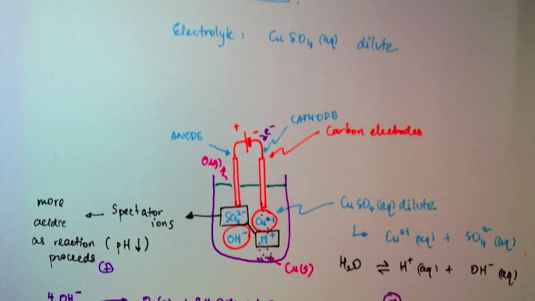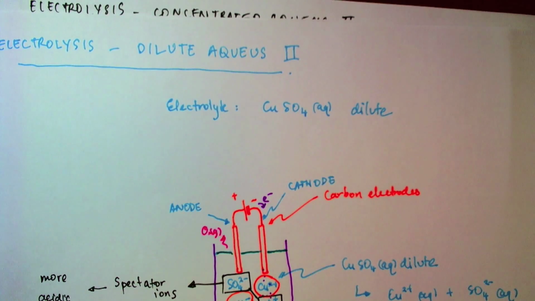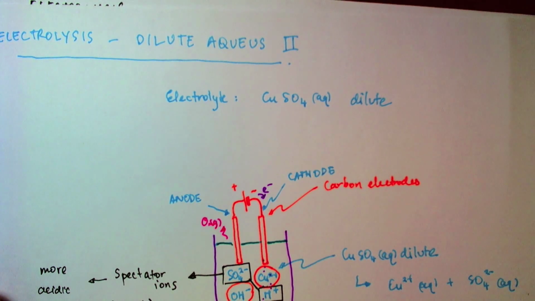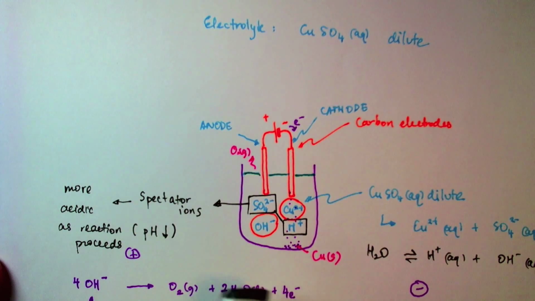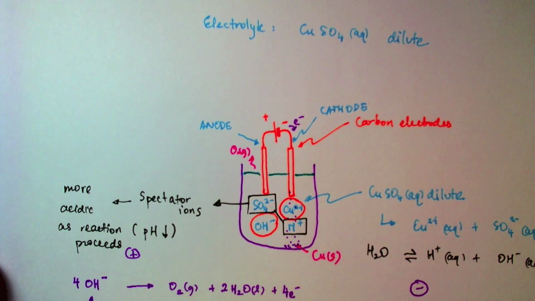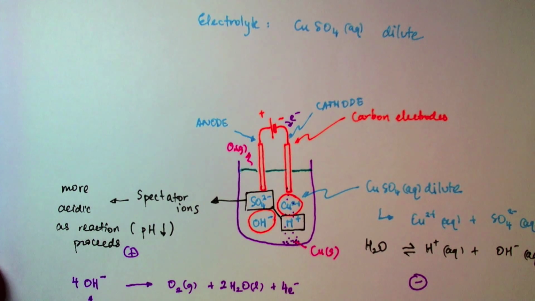So there you have the electrolysis of dilute aqueous copper sulphate. It will give me oxygen at the anode, copper at the cathode, and a solution that becomes increasingly more acidic as the reaction proceeds. In the next video, we will take a look at some of the applications of electrolysis in industry.